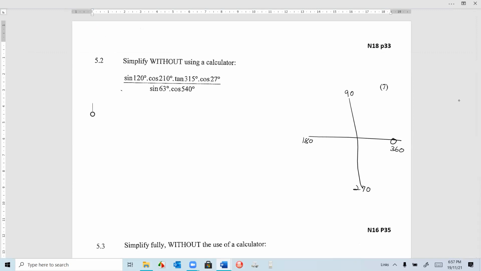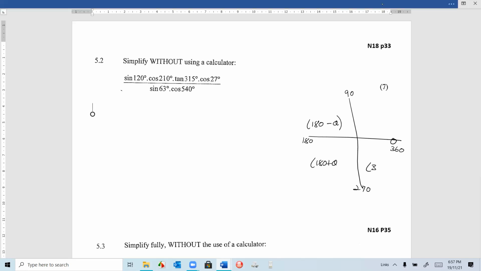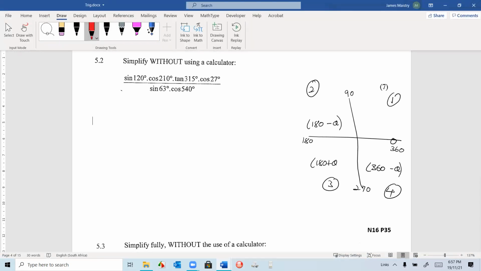We know everything in quadrant 1 is theta. In other words, it's an acute angle. But in quadrant 2, we want 180 minus. In quadrant 3, we want 180 plus. And in quadrant 4, it has to be 360 minus. We won't use co-ratios. Co-ratios is our last option, because with co-ratios we have to change sine to cos or cos to sine. So we try not to use co-ratios. Okay, is that making sense to you? So that's quadrant 1, 2, 3, and 4.